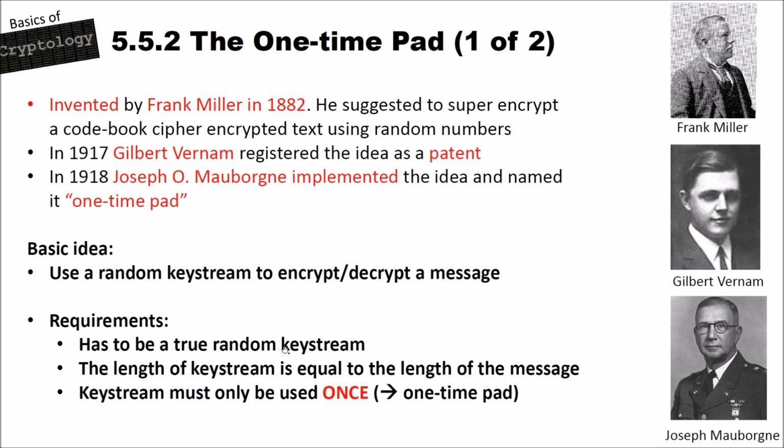Then of course the length of the key stream has to be equal to the length of the message. So for each of the letters of the message we need a different random number. How the One-Time Pad works we will see on the next slide. And in the end the key stream must only be used once, and that's why it's called a One-Time Pad. So if you reuse the key stream to encrypt a different message, you come into big trouble, and we will see this in the live demonstration when we have a look at the One-Time Pad in CrypTool 2.